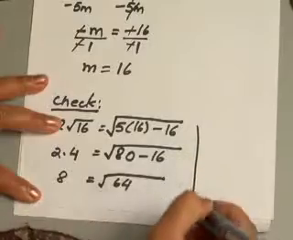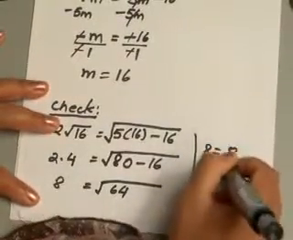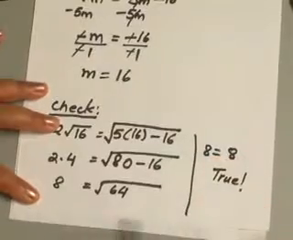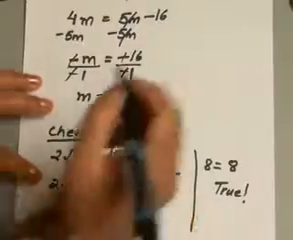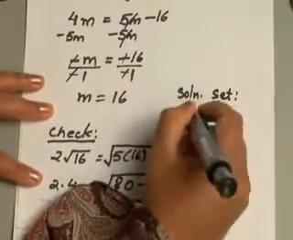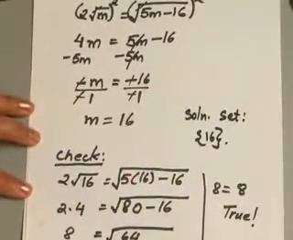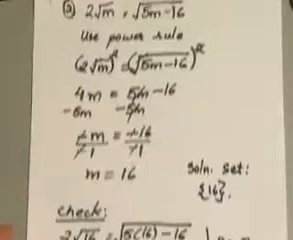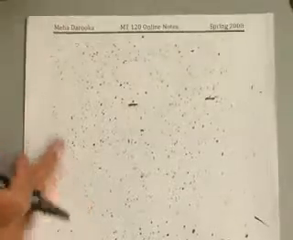And of course, you can see right here, once you take the square root of 64, you will end up with a true statement, 8 equals 8. Again, since you end up with a true statement, this tells you that the solution set to the original equation is going to be the number 16. Okay, we'll look at a couple more examples here.